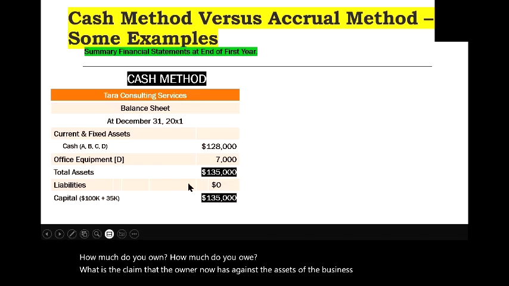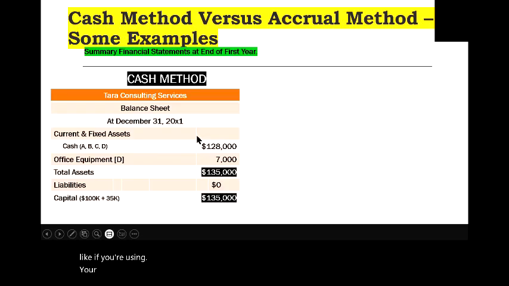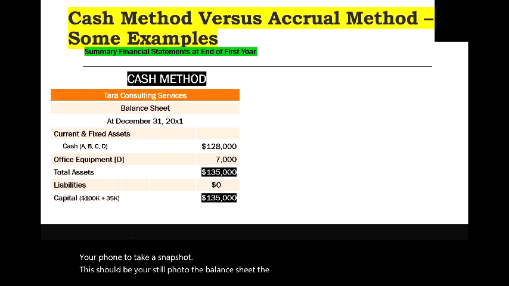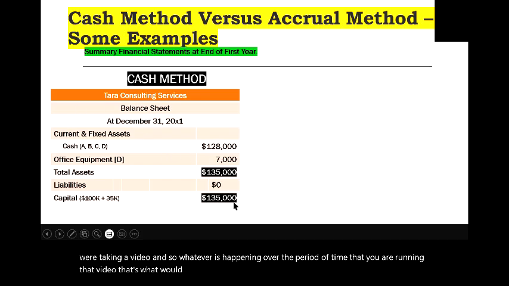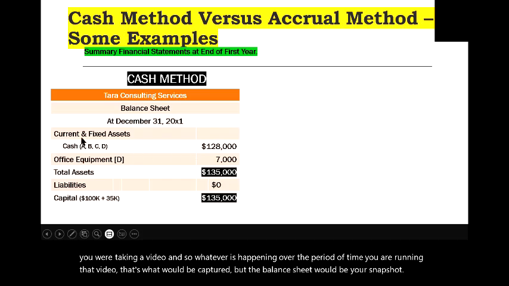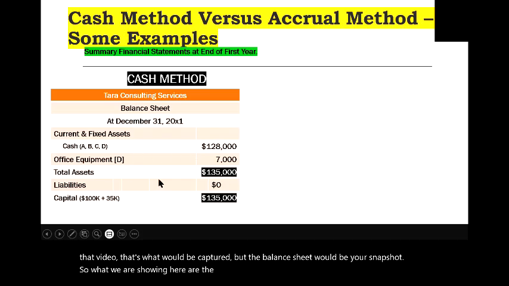So point in time, it's like if you're using your phone to take a snapshot, this would be your still photo, the balance sheet. The income statement would be as though you were taking a video. And so whatever is happening over the period of time you are running that video, that's what would be captured. But the balance sheet would be your snapshot. So what we are showing here are the assets, the liabilities, and the equity.